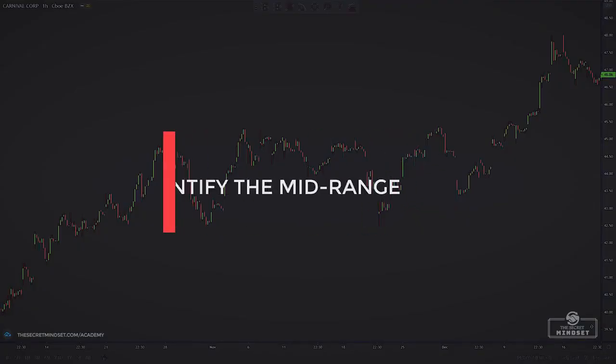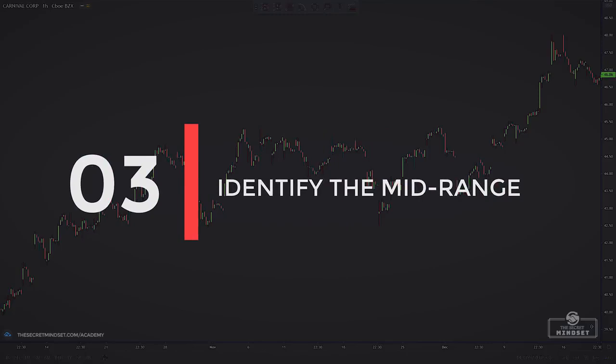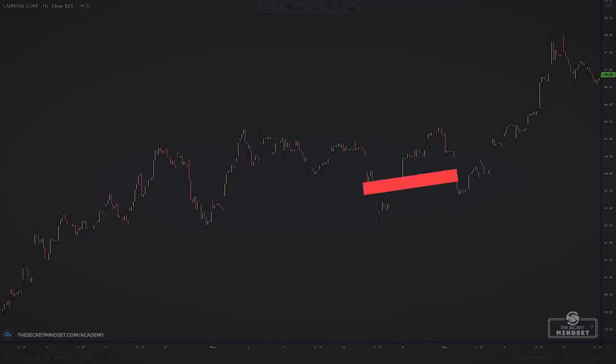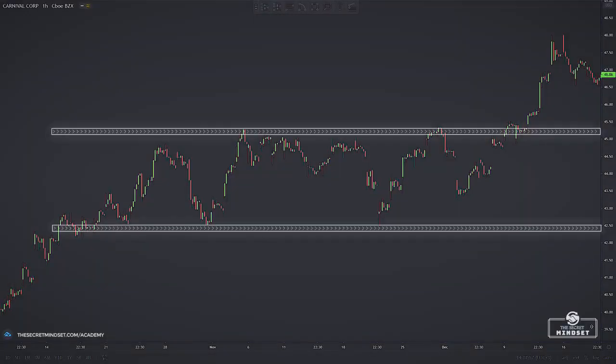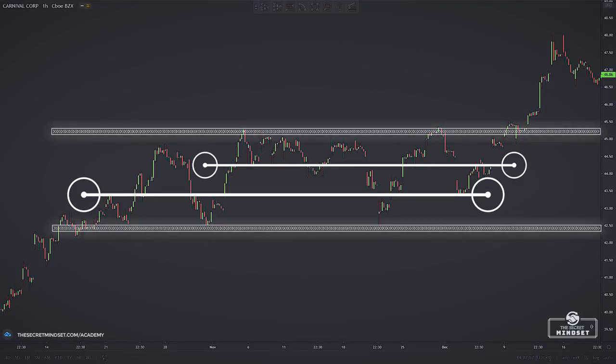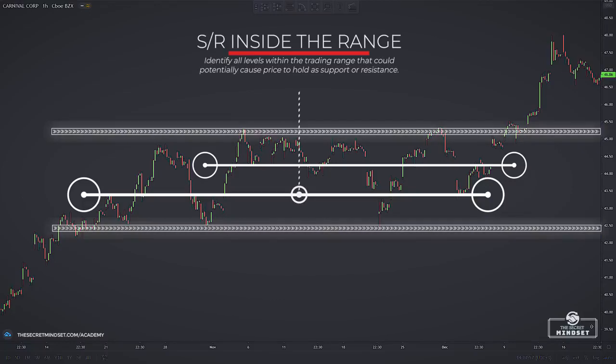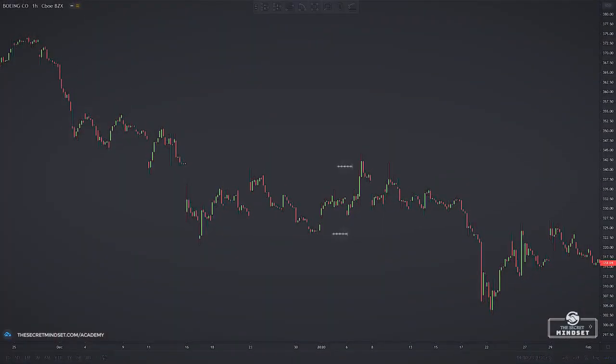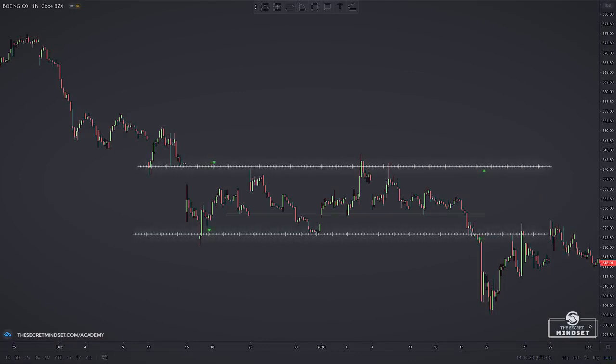Next step is to identify the mid-range and other internal levels of support and resistance. The next step is to highlight all the areas within the trading range that could potentially cause price to hold as support or resistance. The key here is to identify all levels. Often, traders will concentrate on the larger and more obvious regions, which, in the case of consolidating markets, is often just the top and lower end of the consolidation range itself. The trick is to identify all levels of potential support and resistance.